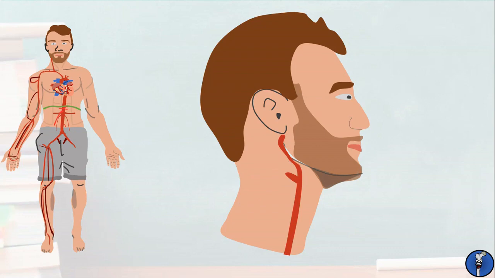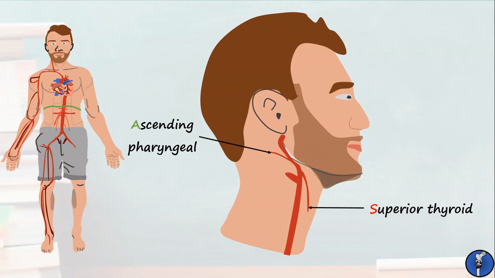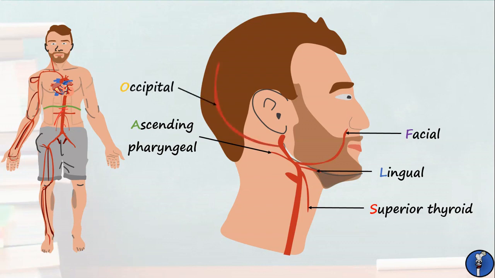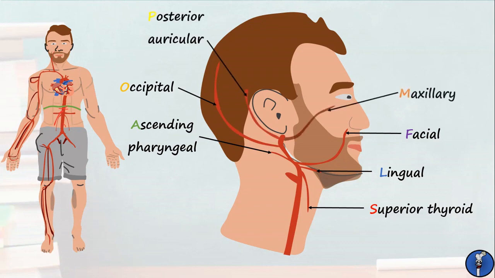There are 8 of these to remember, but don't worry, we have a helpful mnemonic which will come out at the end. The first branch is the superior thyroid artery, followed by the ascending pharyngeal. Next we have the lingual, which supplies the tongue, and the facial, which supplies the lower part of your face. The occipital artery supplies your occiput, and the posterior auricular supplies the back of your ear. And finally, the maxillary artery passes deep to the maxilla to produce numerous important branches, and the superficial temporal supplies your temple.